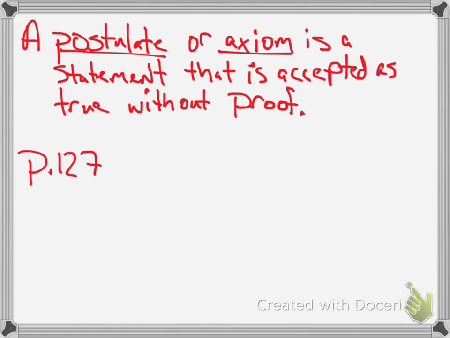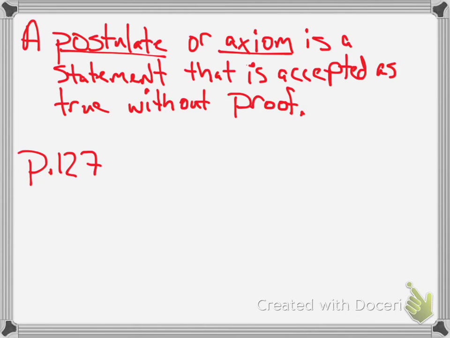So first off, what is a postulate? A postulate, or an axiom, is a statement that is accepted as true without proof. It is not a definition, but is basically a statement that we have to accept as true because there's just no really great way to prove it. For example, saying a line contains at least 2 points.